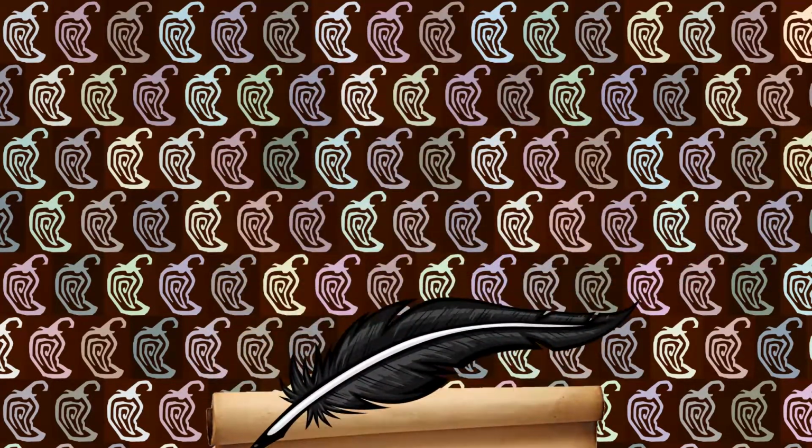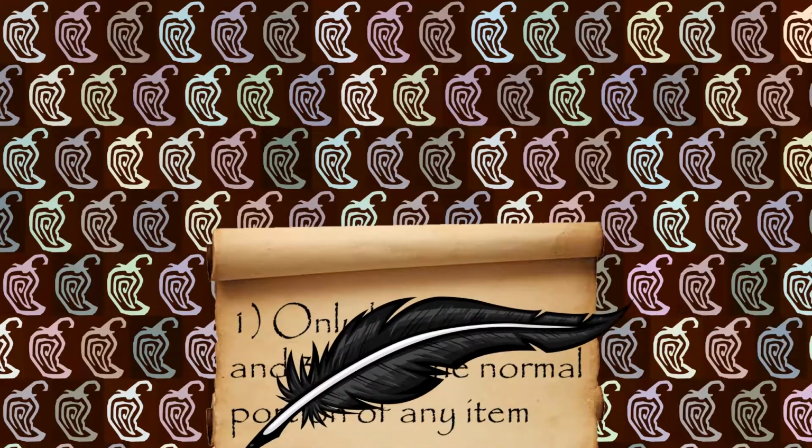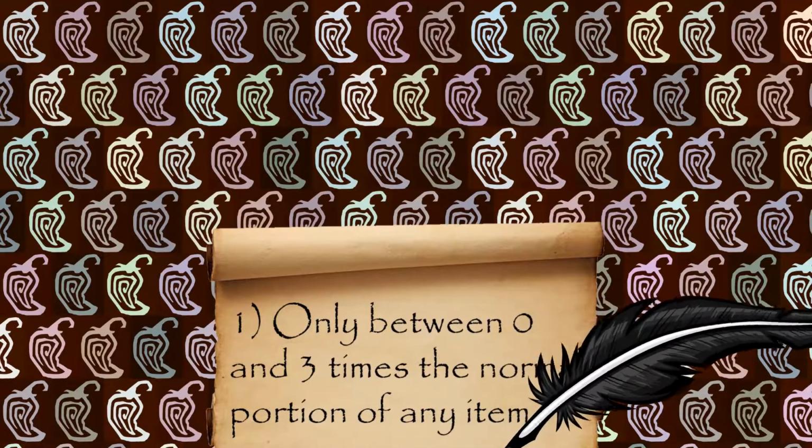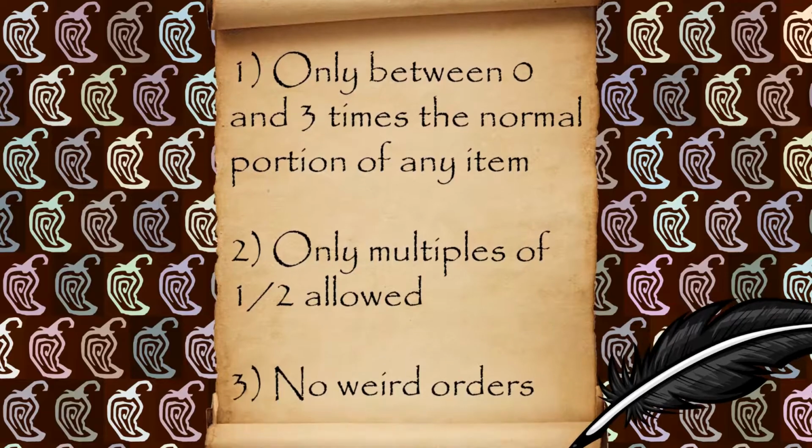But before we actually start, we're going to be assuming the same things from last time for each item. We're only allowing 0 to 3 times the normal portion of any item. Only multiples of half portions are allowed. And no weird orders. So with all that out of the way, let's get started.